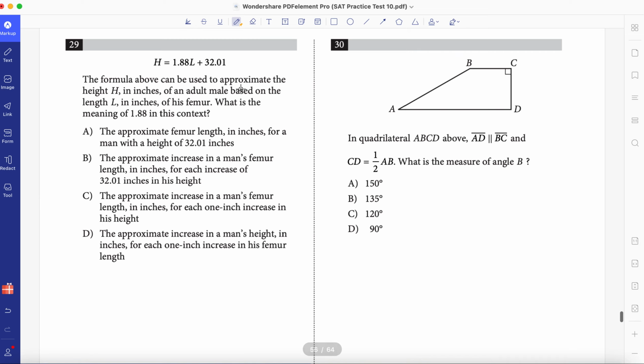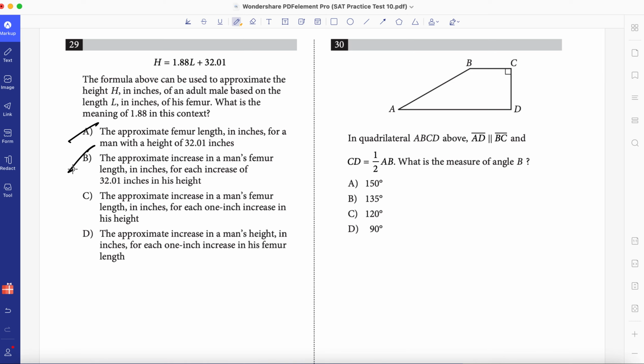The formula above can be used to approximate the height in inches of an adult male based on the length. What is the context of 1.88 in this context? So the approximate femur length in inches for a man with a height of 32.01 inches. This is just incorrect. I mean, how would you derive this? No. Approximate increase in a man's femur length in inches for each increase of 3.201 inches in his height. No, because we're trying to estimate the height, and this 3.201 is just the baseline for the scientific measure. So no, it's not B either.